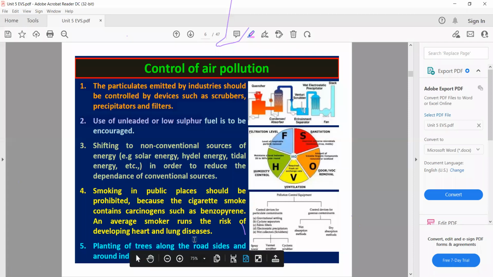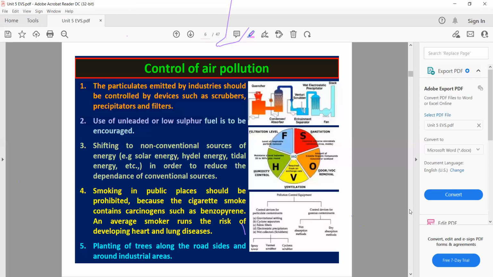Now next, what other measures can be taken? Planting of trees along the roadsides and along the industrial areas. Planting of trees is the best way to get rid of pollution.